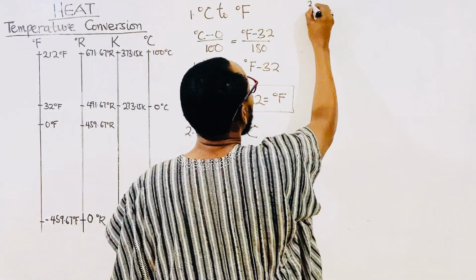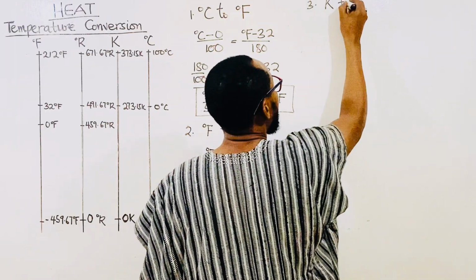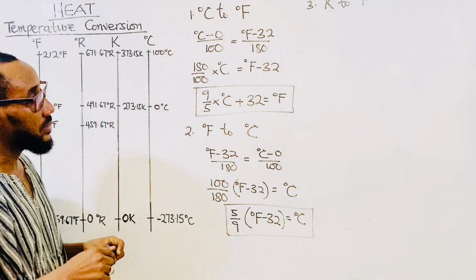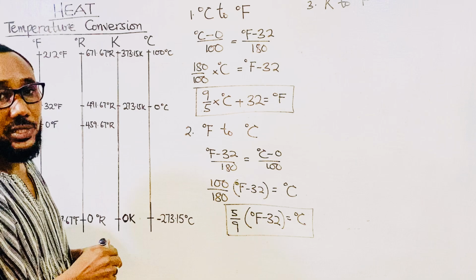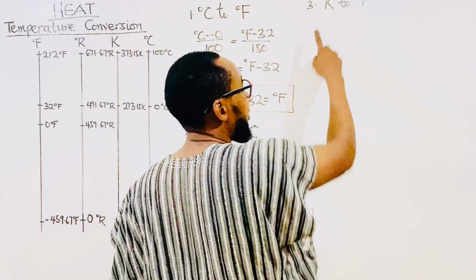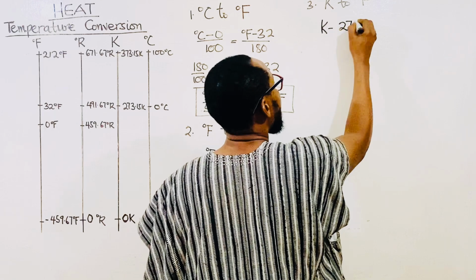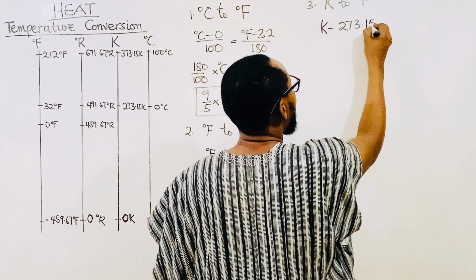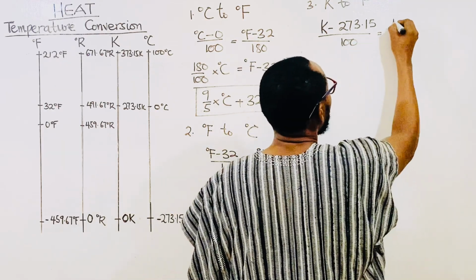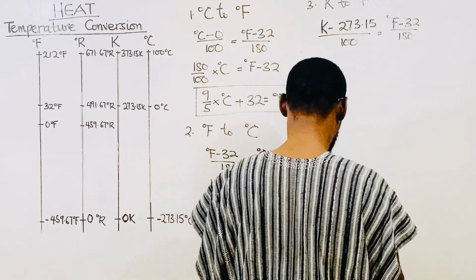So we go to the third one. This time around, what are we looking for? We are looking to convert from Kelvin to degrees Fahrenheit. We are trying to convert from Kelvin to degrees Fahrenheit. All right, so we are given the temperature in Kelvin. Our lower fixed point here is 273.15. The fundamental interval is of course 100. Now this is equal to this fundamental interval of 180, right? I think this is where we are now.